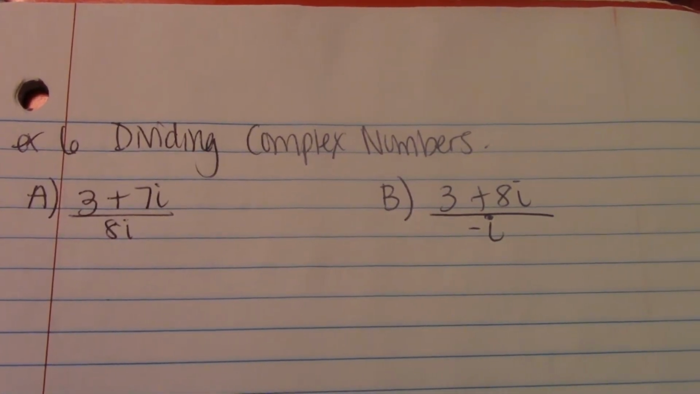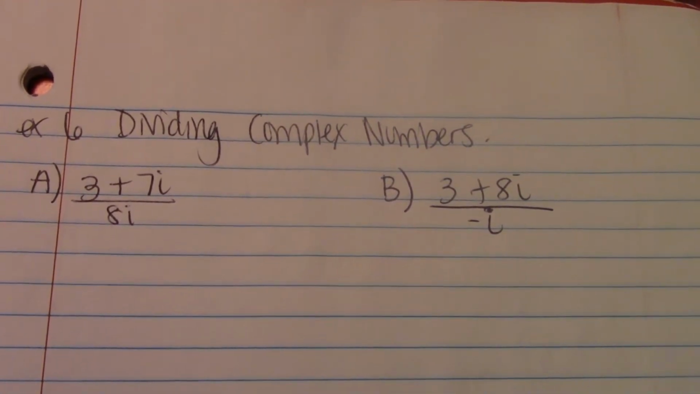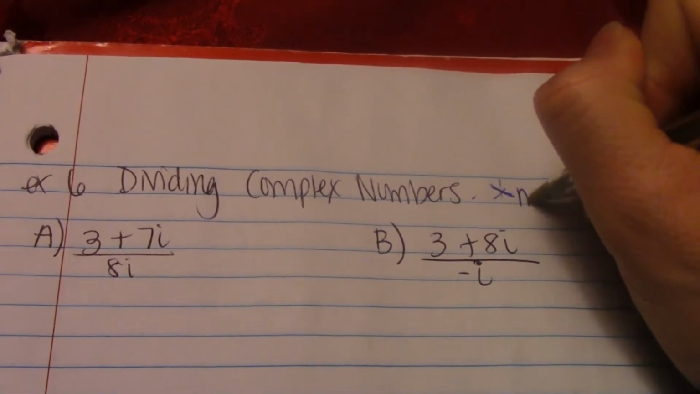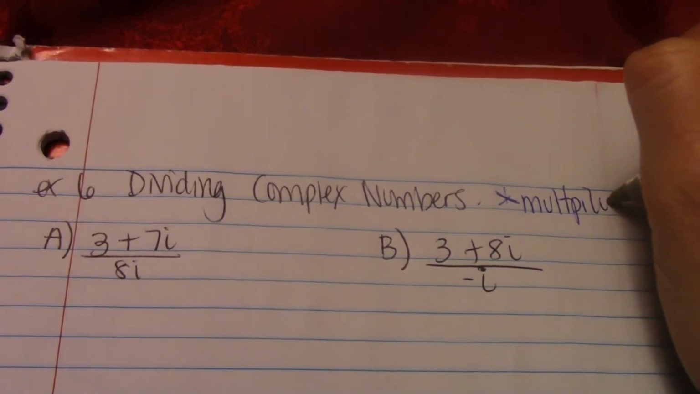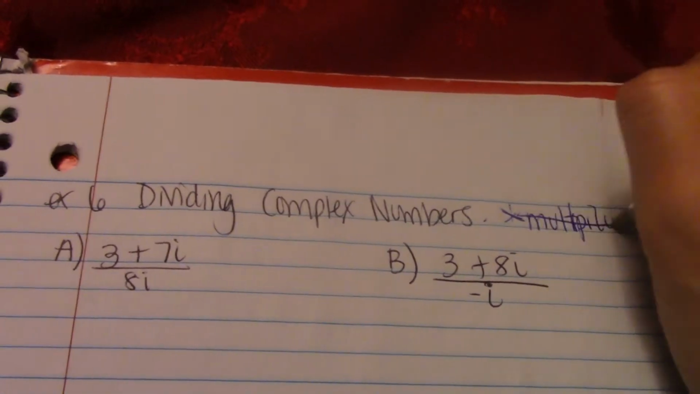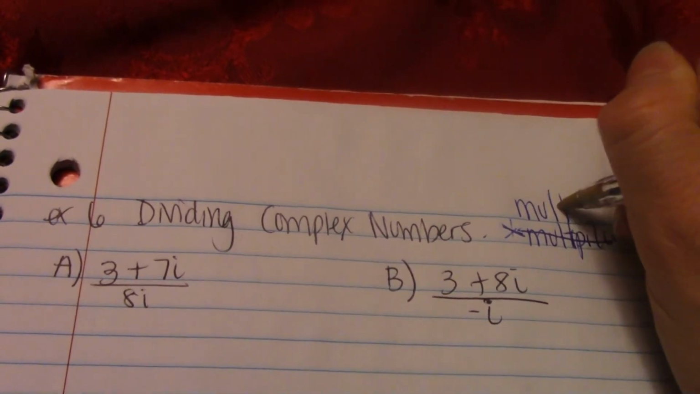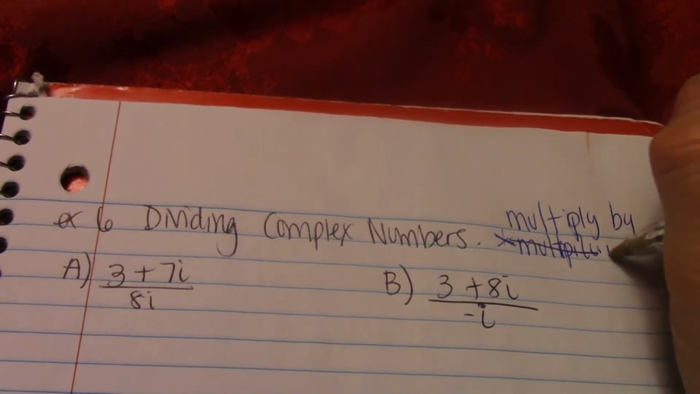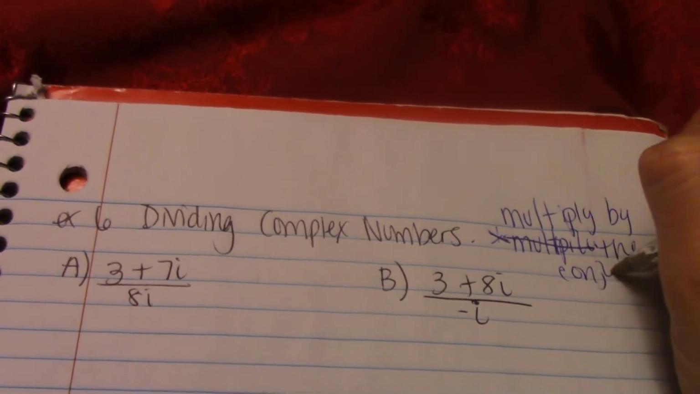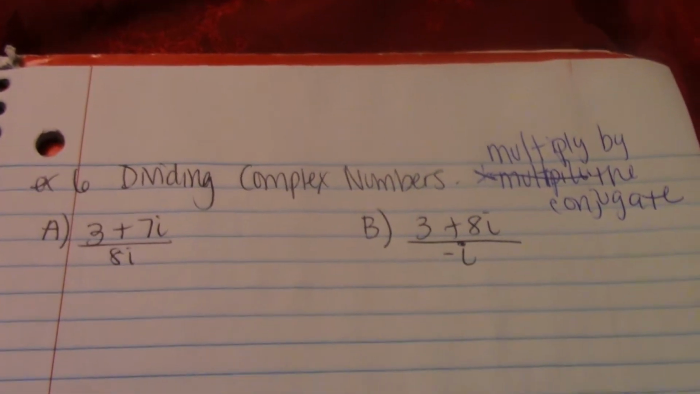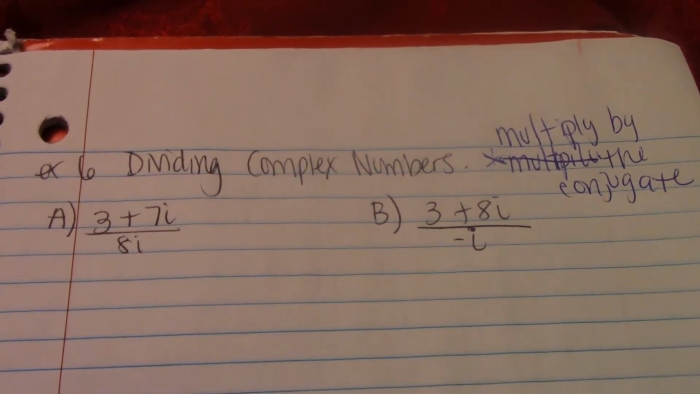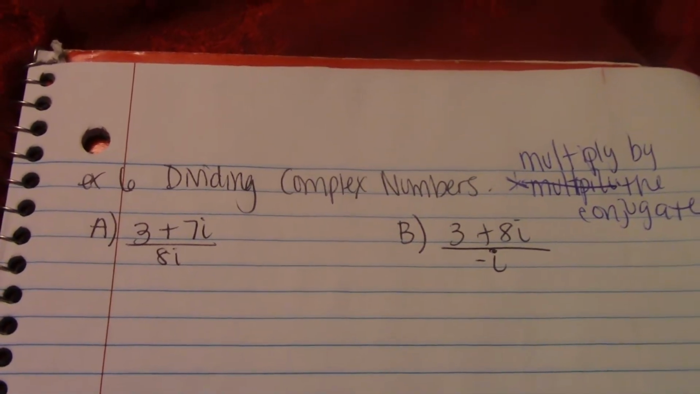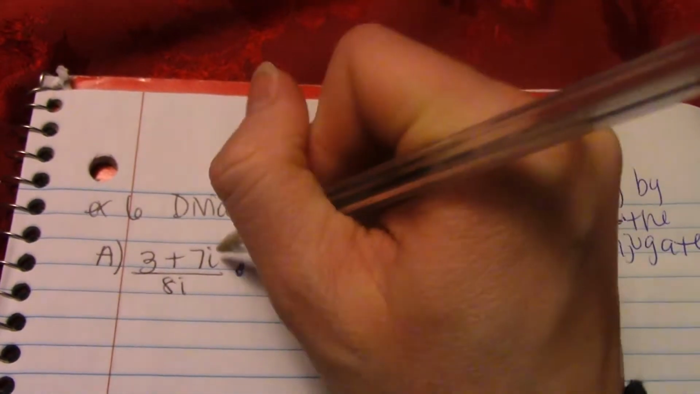Example 6, dividing complex numbers. To be able to divide complex numbers, you need to be able to multiply by the conjugate. And you have to remember that the conjugate is the opposite of the one with the i. So on this one, we have to multiply both top and bottom.